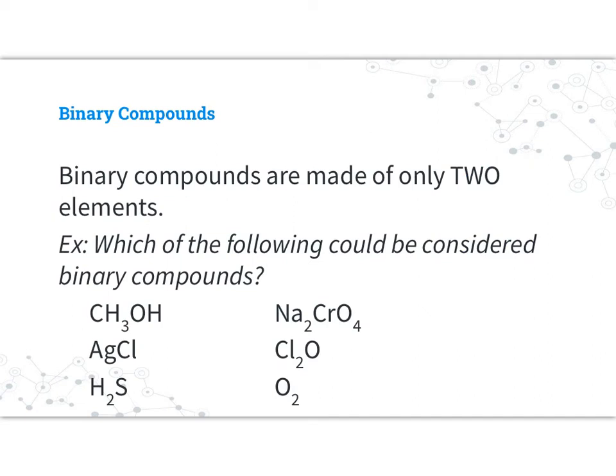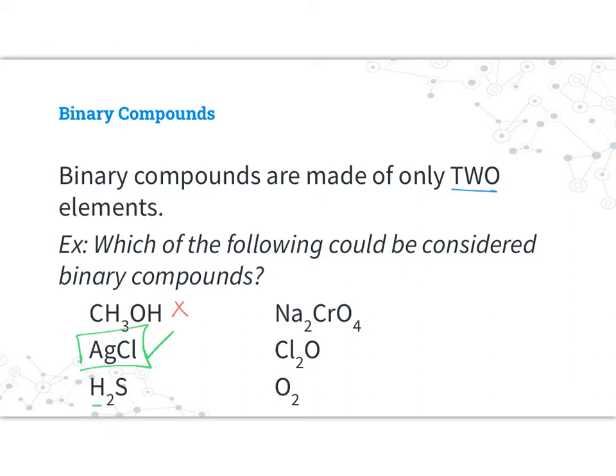A binary compound is made out of only 2 elements. So if there are 3 elements, we aren't going to be naming that compound as a molecular compound in this class. There's a little bit more to know about those. So which of the following could be considered binary compounds having only 2 elements? Here we have carbon, hydrogen, and oxygen. That is 3, therefore this cannot be binary. Ag and Cl, that's silver and chlorine. 2 elements only, that is a binary compound.